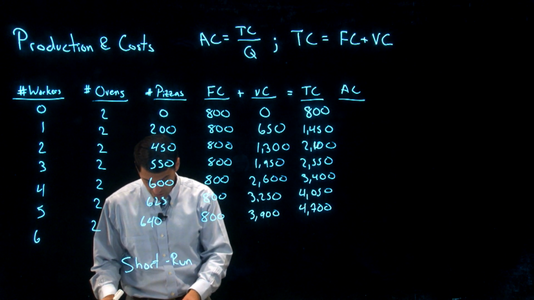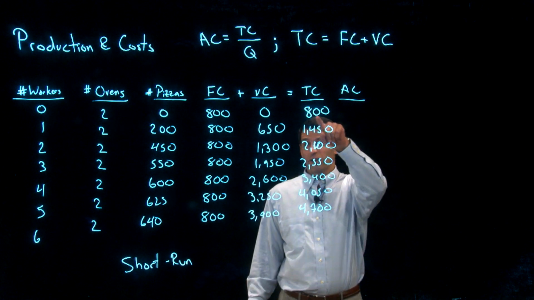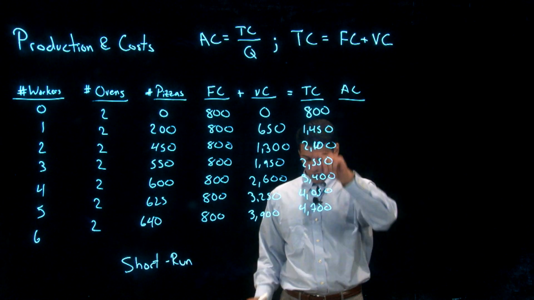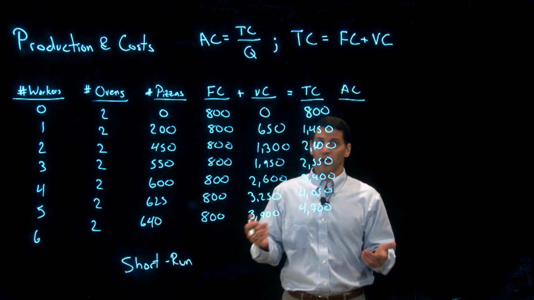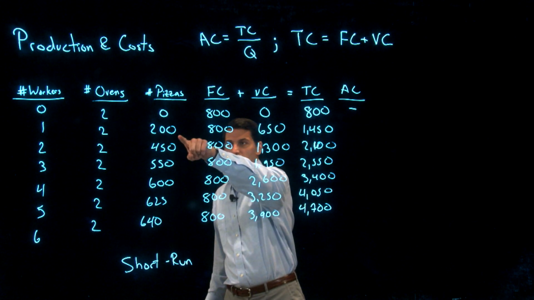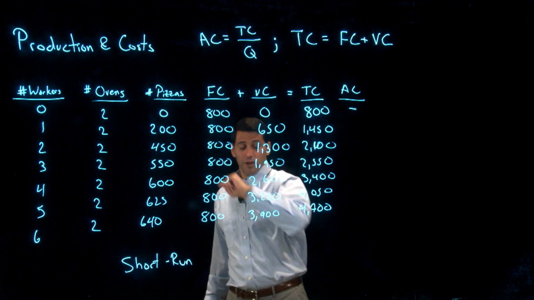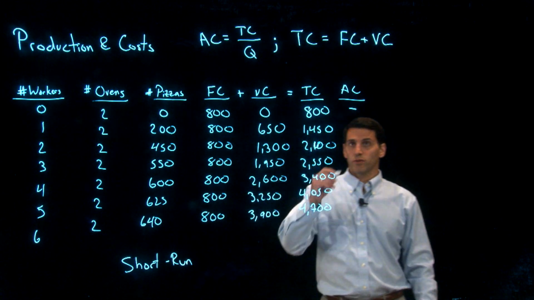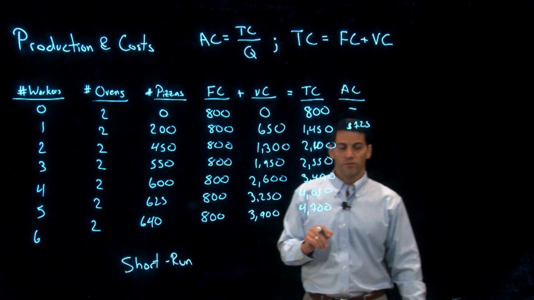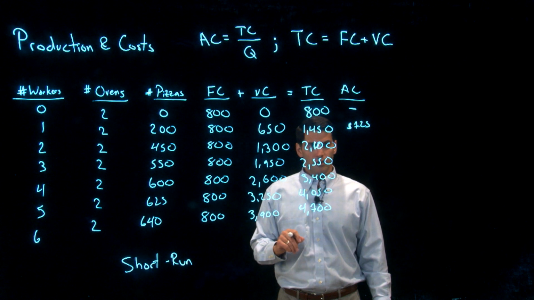So what is my cost then per pizza? Of course, there are 0 pizzas if I have 0 workers, so that's not defined. You can't divide through by 0. But with that first worker, I'm making 200 pizzas. So if I take my 1,450 and divide it by 200, that'll give me a cost of $7.25 per pizza.